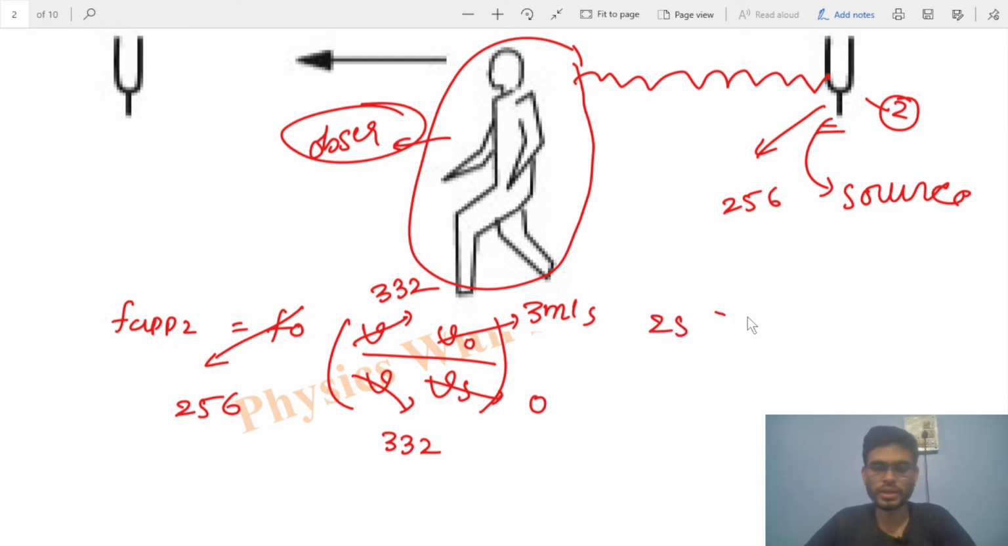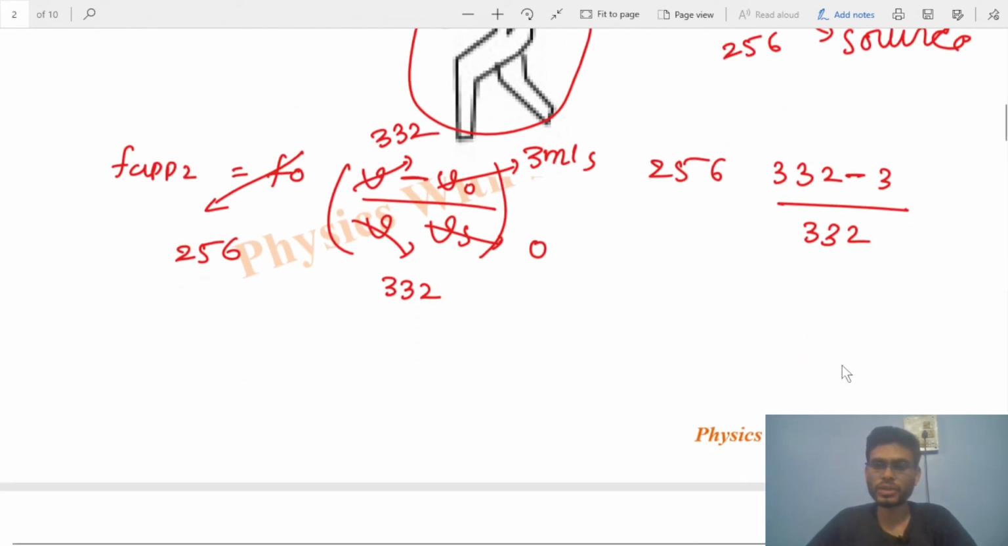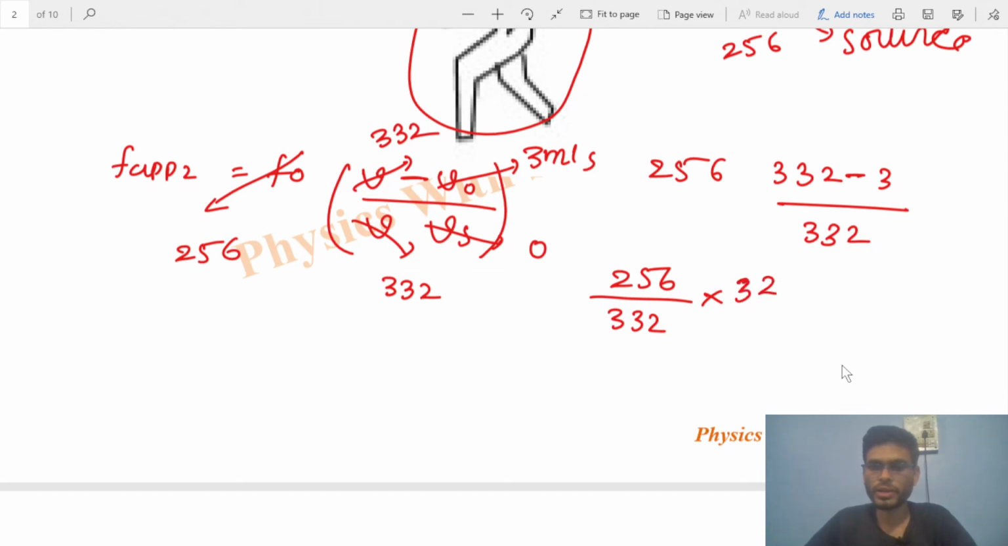So 256 into (332 और ये 3) divided by 332. Now 332 और 3 में कौन सा साइन आएगा? माइनस का साइन आएगा. यहाँ पे माइनस का साइन आएगा because the observer is moving away from the source, right? So इसे चेक करो कितना आता है? 256 divided by 332 और ये कितना हो गया? 332 minus 3, so this will be 329, right? So ये हो गया apparent frequency 2.